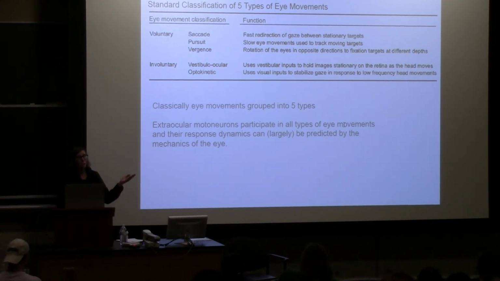Imagine watching a tennis match where the ball's not going too fast, you can actually track the ball back and forth. You're using a smooth eye movement to do that. It's really just smooth, low velocity, continual eye movement. Right? And there's a separate path from the saccadic pathway that generates those eye movements.